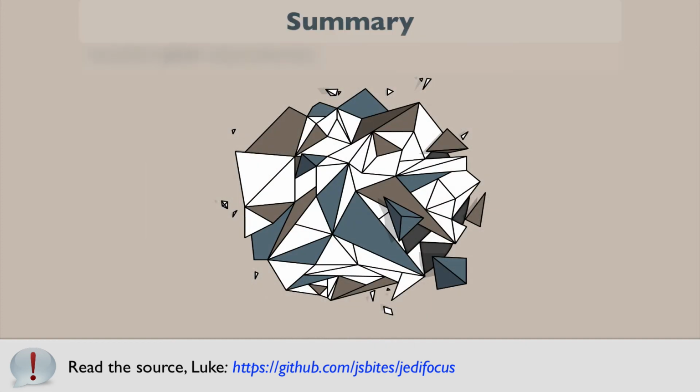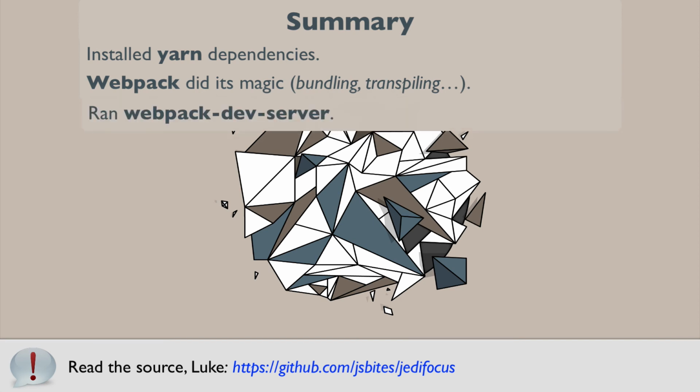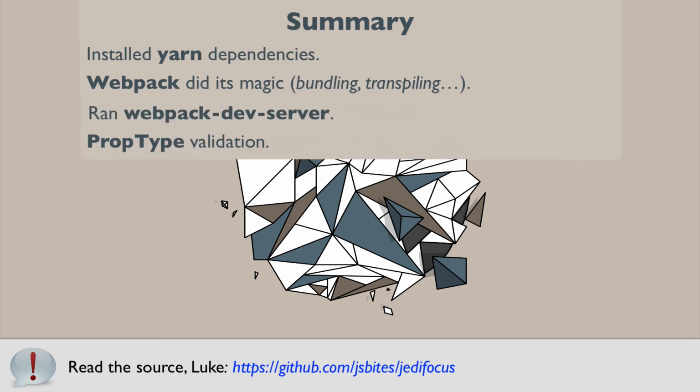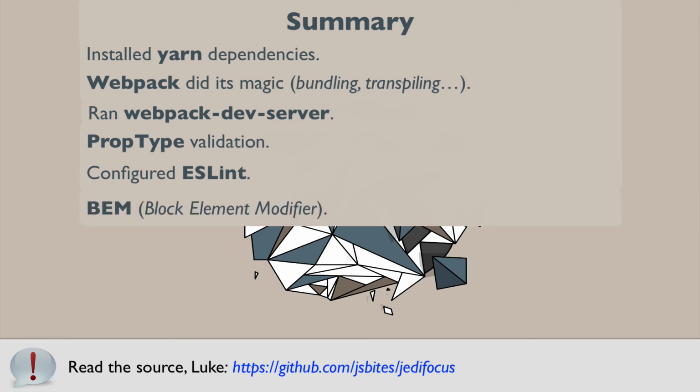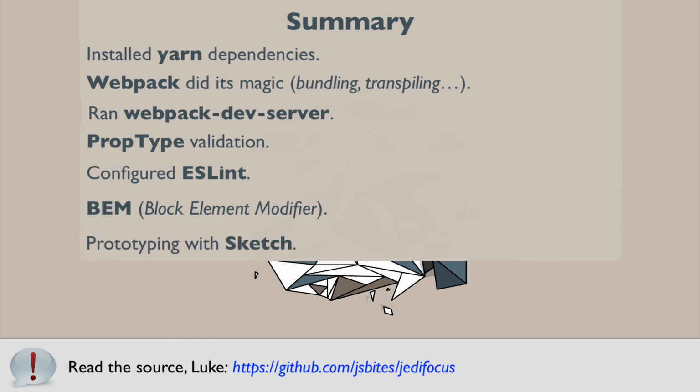In summary, in this episode, we installed the dependencies that Webpack needs, then Webpack bundled our files, and then we ran webpack-dev-server to serve our React application. We briefly talked about prop types, PropType validation, and how using type checks makes front-end development less error-prone and more predictable. Then we configured eslint to validate our JavaScript. We talked about BEM, Block Element Modifier, as a CSS organization methodology. We used the application Sketch to quickly create a UI mockup.